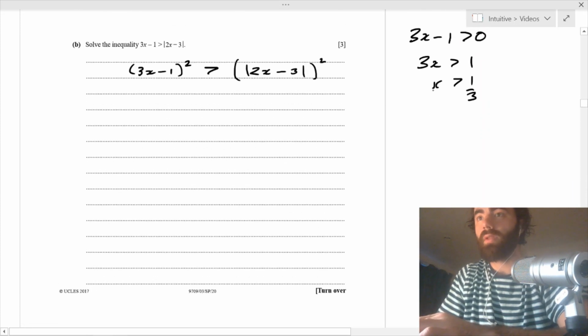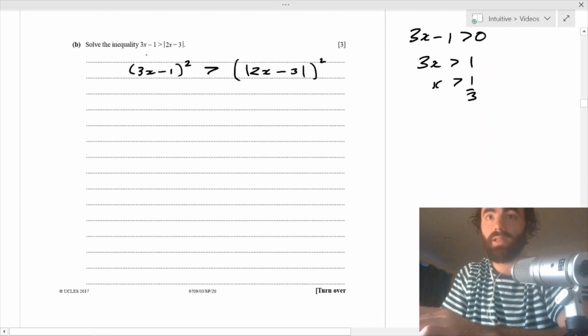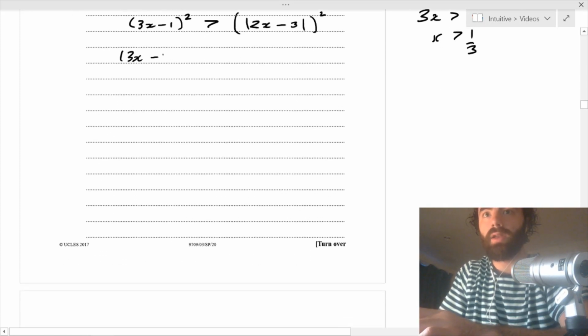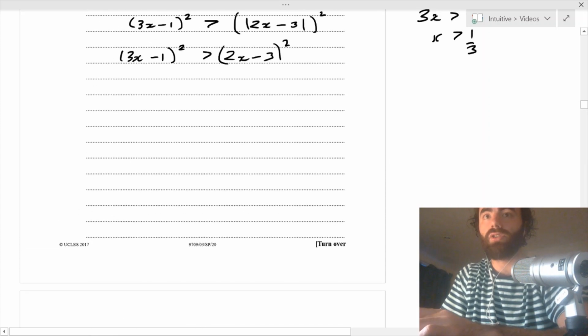Okay, so we're only interested in solutions for which x is greater than 1/3. That's important when we're dealing with these ones. So now we can continue. This will equal (3x - 1)² and that's greater than (2x - 3)². And now we can just solve this thing.